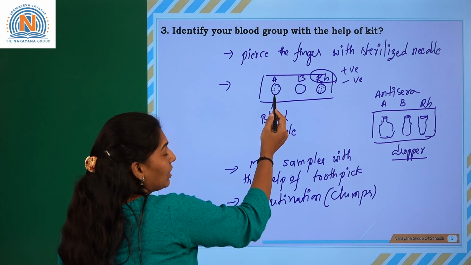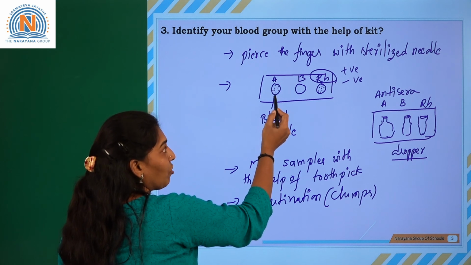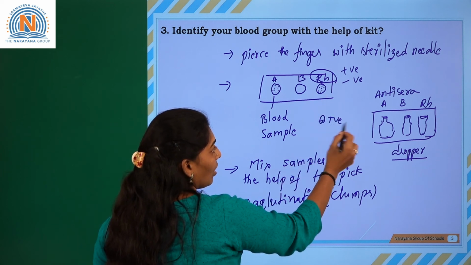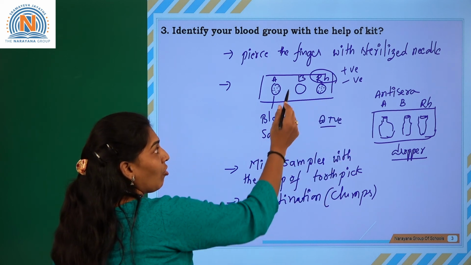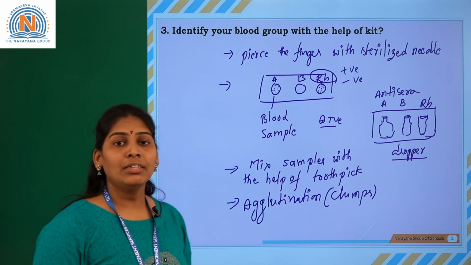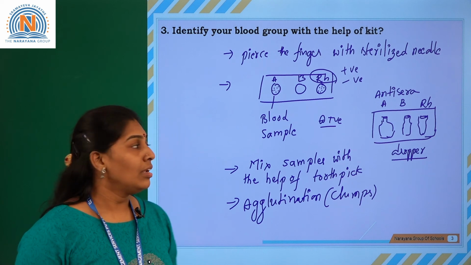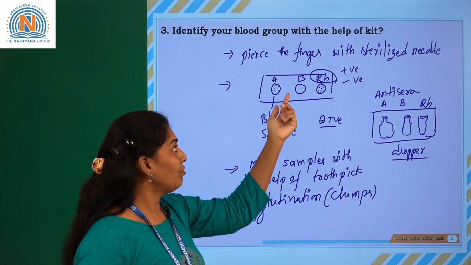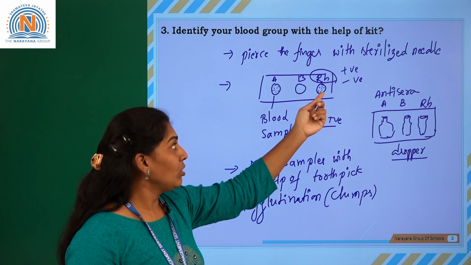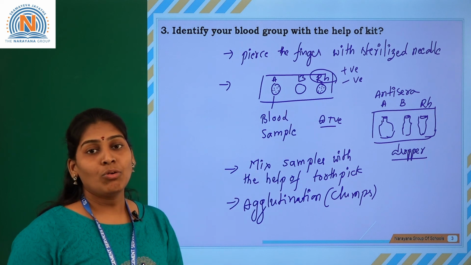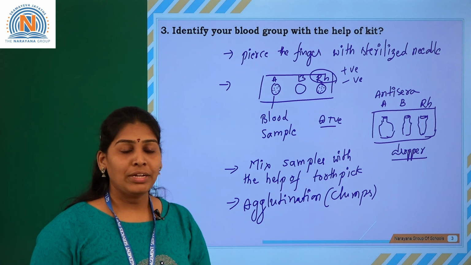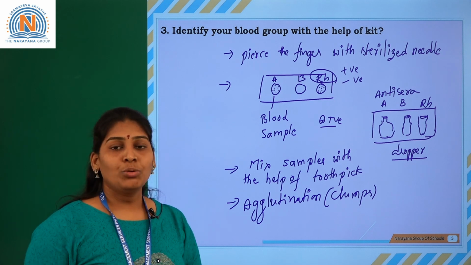When agglutination has formed in sample A and the RH, it is A positive. If agglutination has formed in B and RH, then it is B positive. If agglutination is not forming in A and B, and it is forming only in the RH, then it is called O positive. That is how you can identify your blood group, whether A positive, B positive or B negative, and so on.